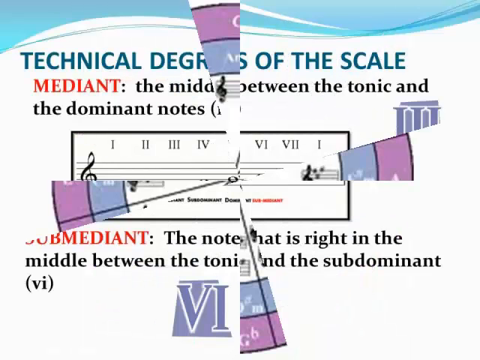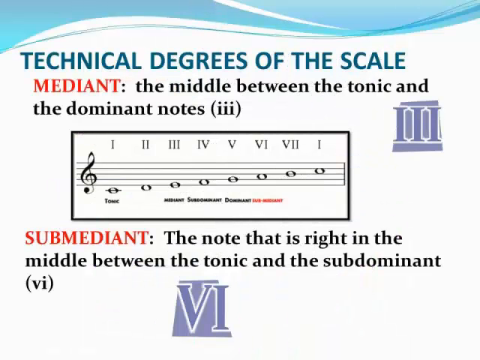In addition to the tonic, dominant, and subdominant, there are technical names for all the other degrees of the scale. The mediant is on the 3rd degree of the scale. The word media sounds like middle and is in the middle between the most important degree of the scale, the tonic, and the second most important degree of the scale, the dominant. The submediant is in the middle between the tonic and the subdominant when you go down, and it's the 6th degree of the scale.